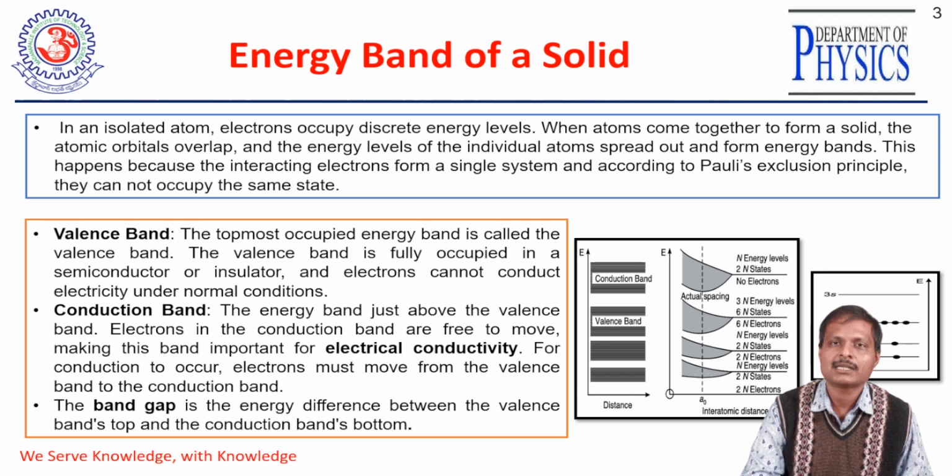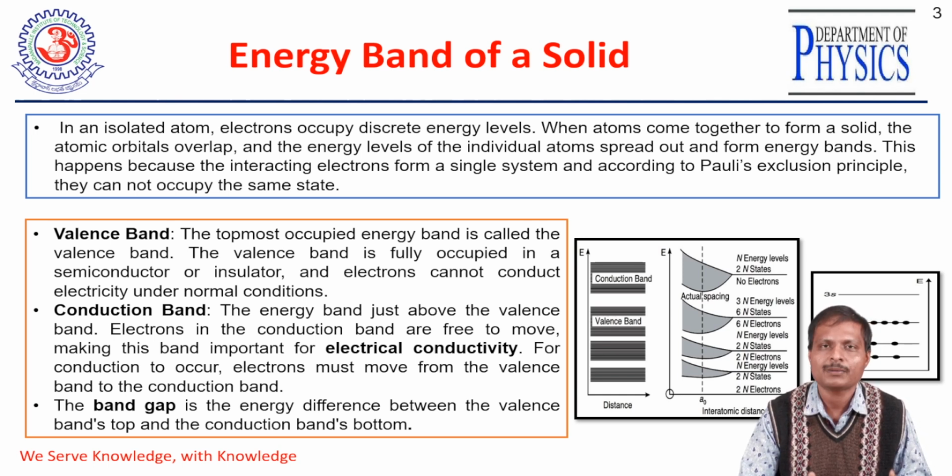And now what is the conduction band? The conduction band is the energy band just above the valence band. So this is the conduction band. The 3s state was completely empty. Whenever it forms an energy band, there are no electrons at all. But the states, 2n states, are there, and the energy levels, but these are completely unoccupied. So this is the conduction band.